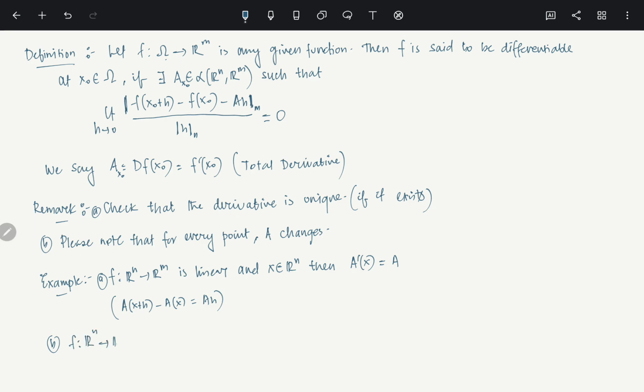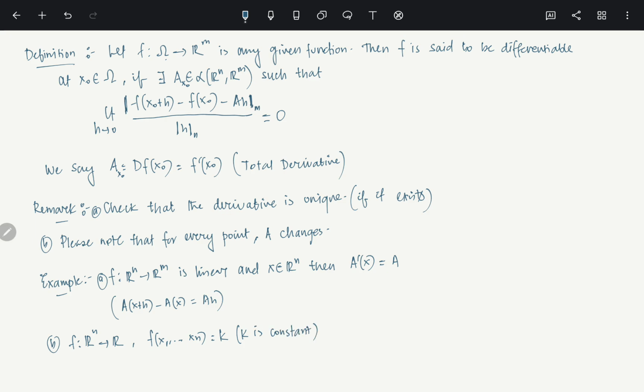Consider a function from Rn to R given by f of x1, ..., xn equal to, let's say, 0, or let's say any constant k.